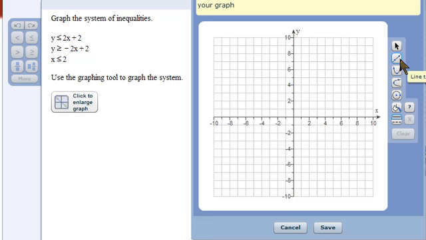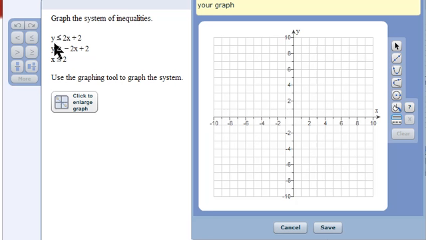So here I have a system of three inequalities. I have to remember that the solution to the system of inequalities is going to be just the solutions that are solutions to all three of those. So it's where the shading overlaps if you're thinking about shading for each individual inequality.